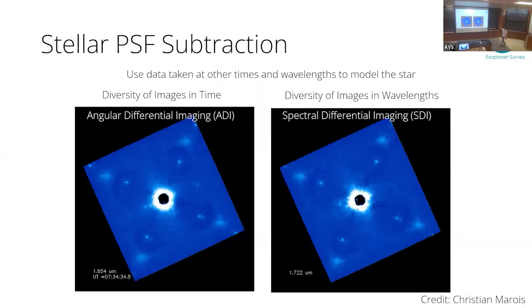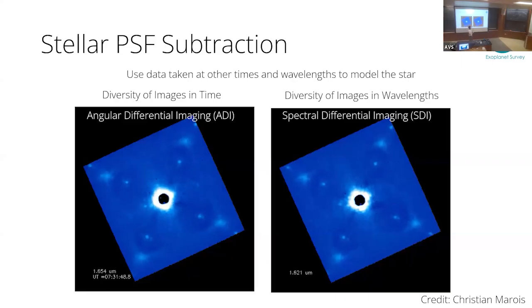Basically, we use data taken at other times and other wavelengths to model and subtract off the glare of the star. So how this can work is with angular differential imaging, we can take advantage of the fact that the Earth rotates and therefore the sky from our point of view is rotating. So any real astrophysical source like a planet rotates over the course of the night as the sky rotates, whereas the diffraction pattern, which is set by the telescope, doesn't rotate and remains static.